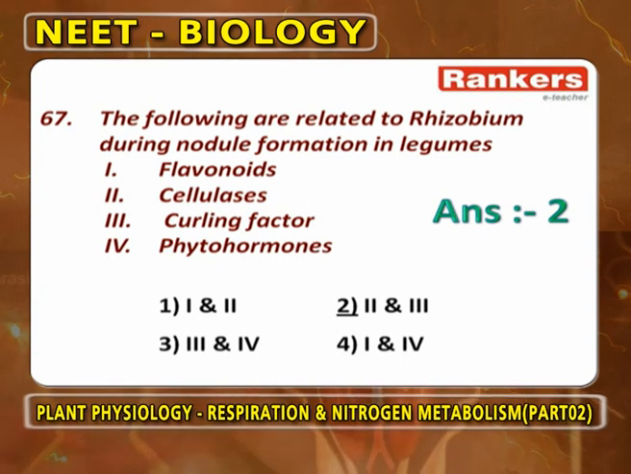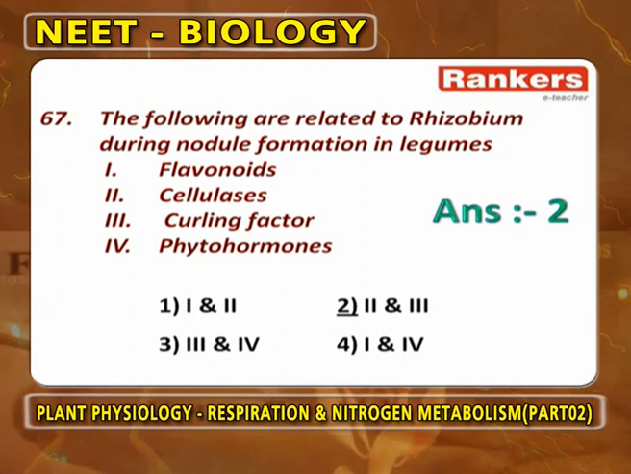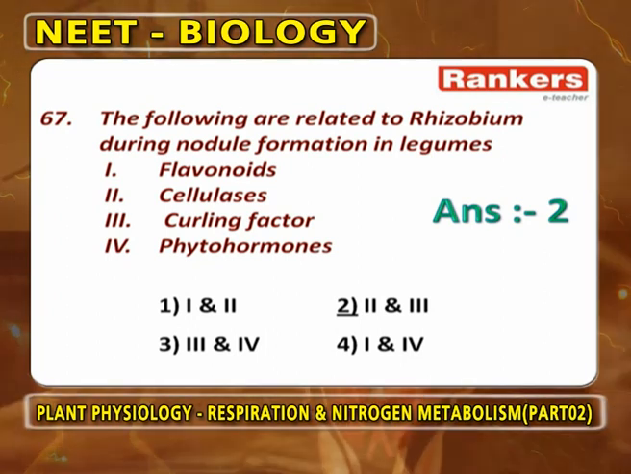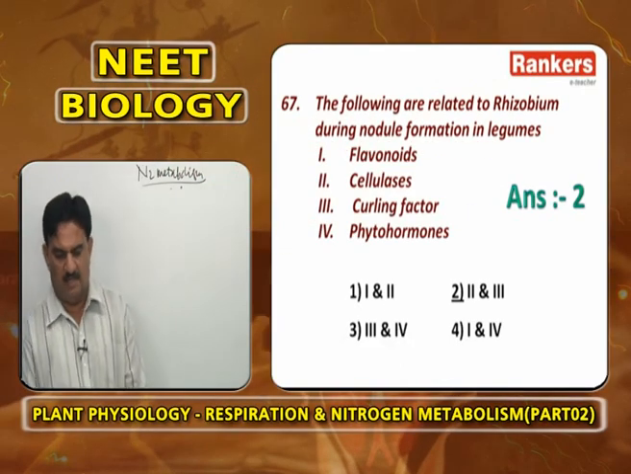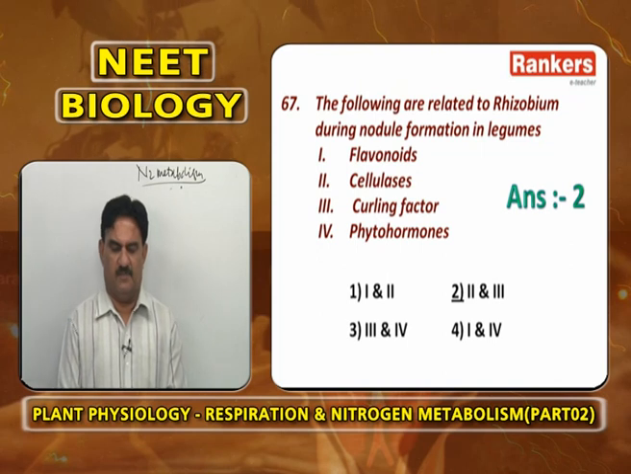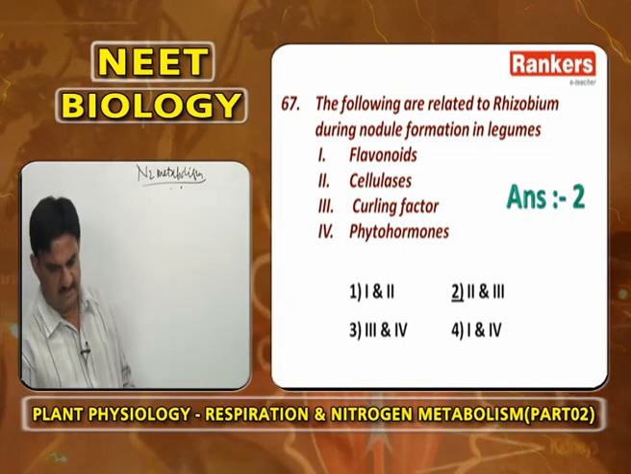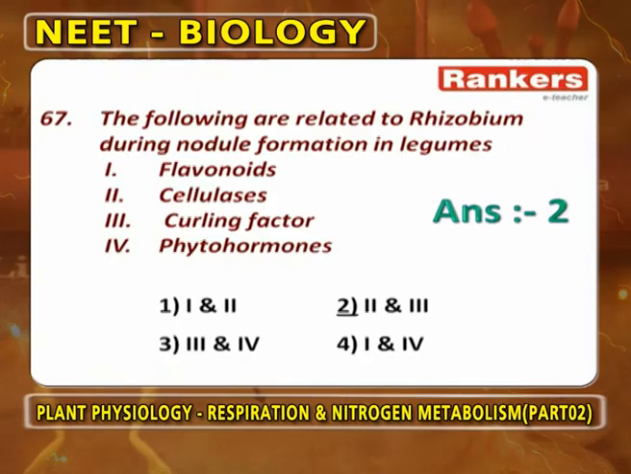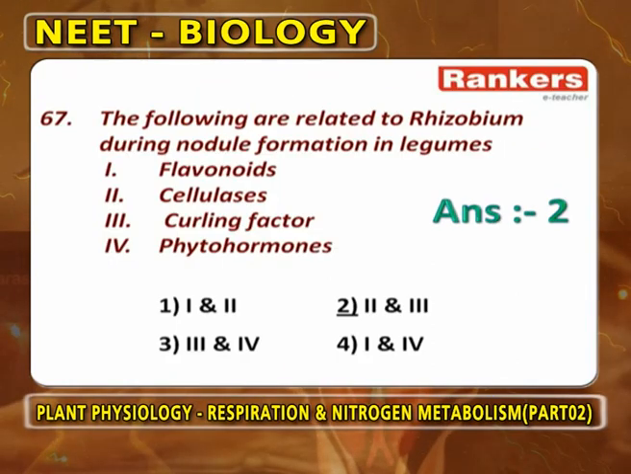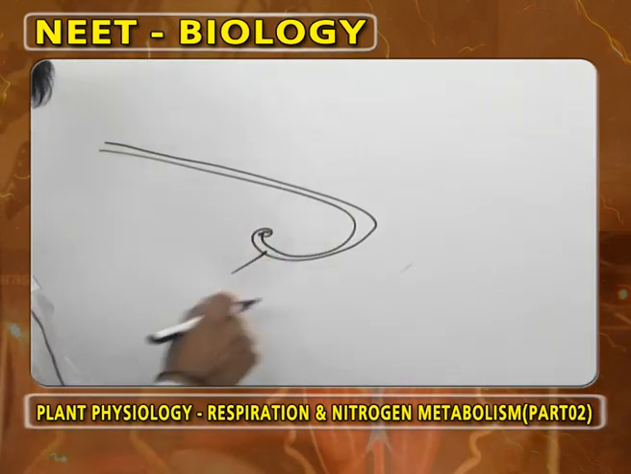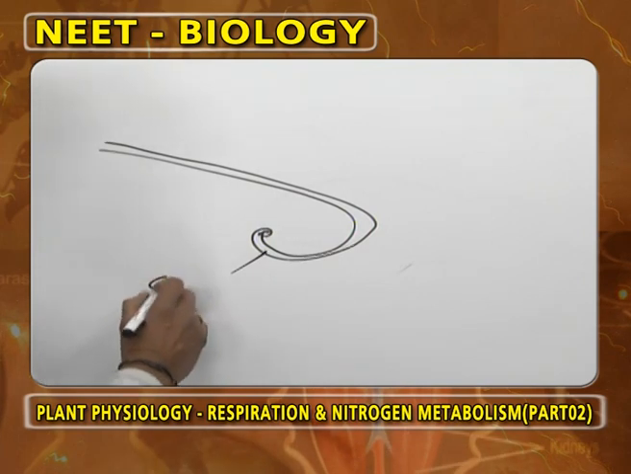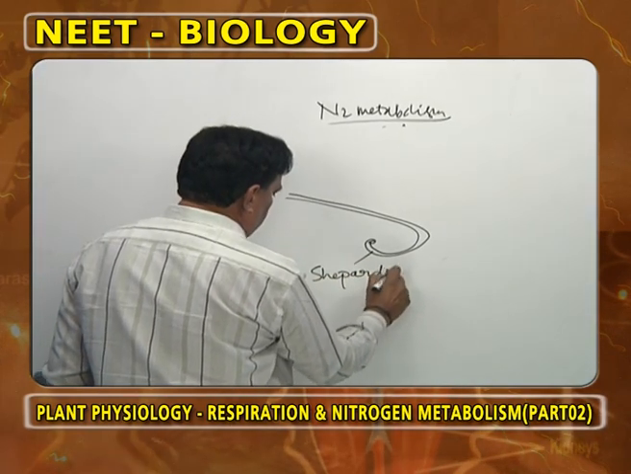The following are related to Rhizobium during nodule formation in legumes. Flavonoids, phytohormones, curling factor, cellulases. The answer is 2 and 3. Why? Because after reaching the root hairs, they produce a curling factor which converts the root hair into a curved structure, which is popularly called the shepherd's crook.